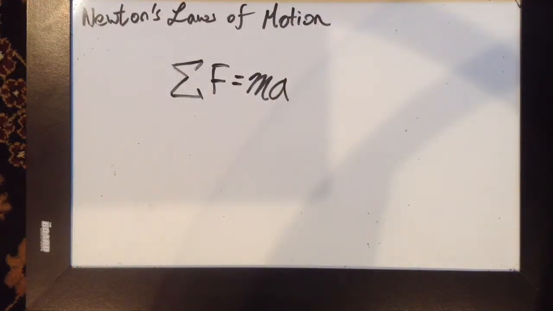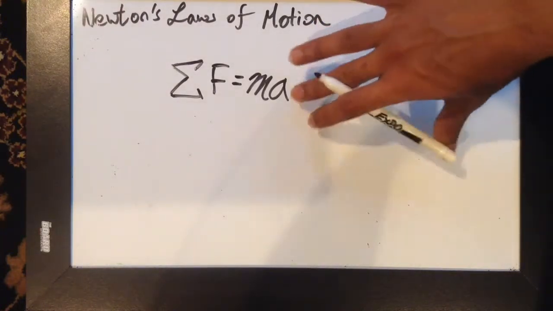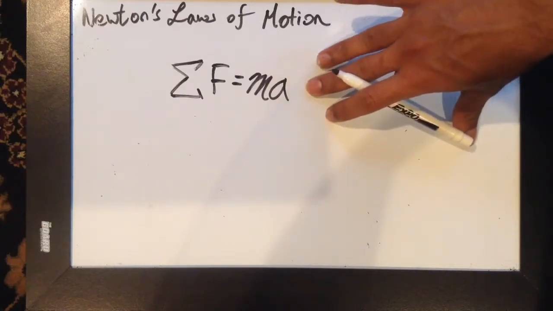Newton's second law is probably one of the most used of his laws when you're doing the actual computation in physics, and it's just F equals mass times acceleration.